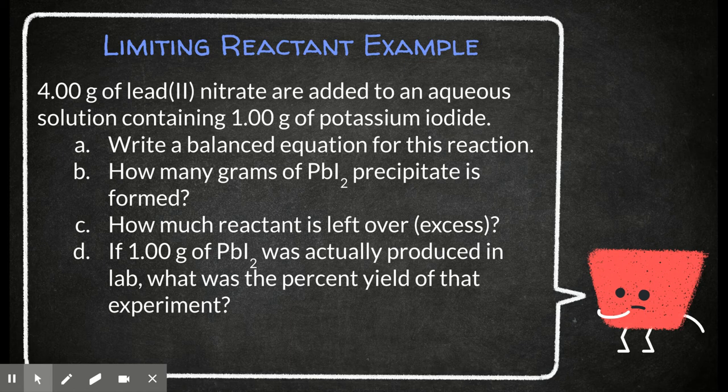So our first step is to do part A, which is to write a balanced equation for this reaction. So take a moment, pause the video, and if your reactants are lead-2 nitrate and potassium iodide, predict what your two products of this reaction are going to be, and write a balanced equation for the overall reaction. So take a moment, pause to do that.